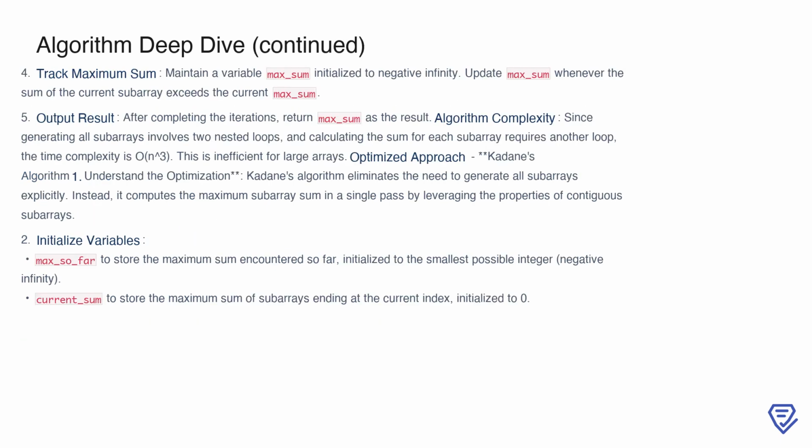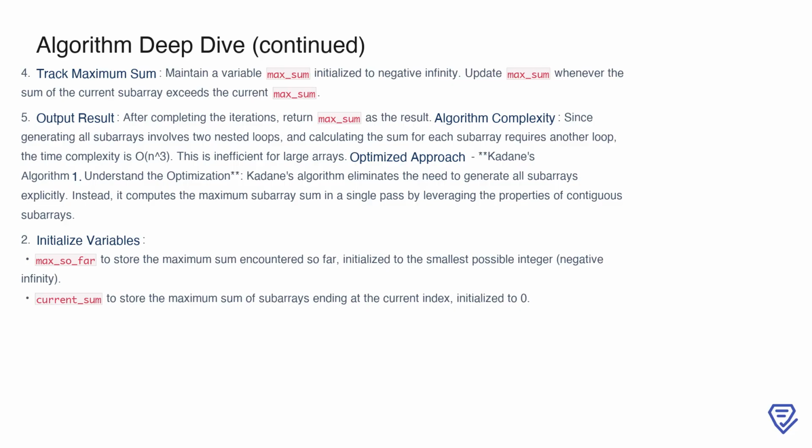As we continue with the brute force approach, we track the maximum sum found so far using a variable, max_sum, which is initialized to -infinity. During the iterations, whenever the sum of the current subarray exceeds the value of max_sum, we update it. Once all subarrays have been evaluated, the value stored in max_sum represents the largest sum possible.